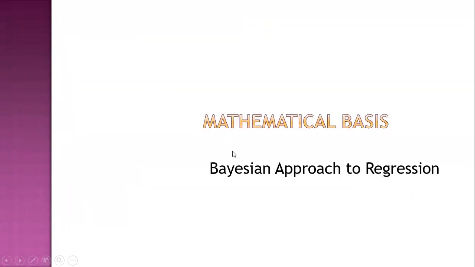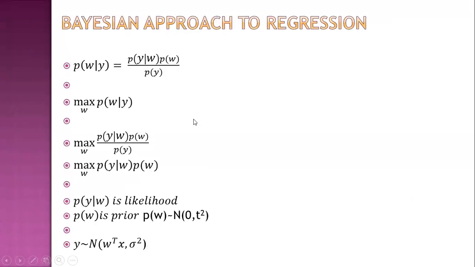Now, Bayesian approach to regression. So in this likelihood, we will add one more term. We will add priors for the parameters. So this is the Bayes theorem again. And we need to maximize this probability.